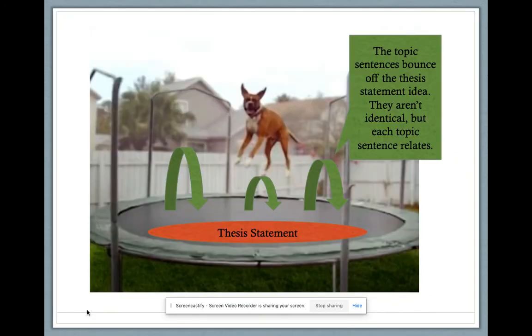I love this image as a way of thinking about how topic sentences relate to your thesis statement. I know the vocabulary can be a little confusing, but your thesis statement is the sentence at the end of your introduction that lays out your whole essay. It's the whole foundation. So in the visual, it's the whole trampoline. Then the dog's bouncing on the trampoline, on the thesis statement, but in a little bit different place each time. And that's what your topic sentences do. They bounce off that thesis statement idea, but in a little bit different place.